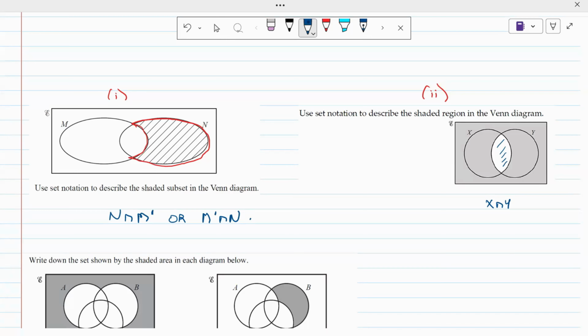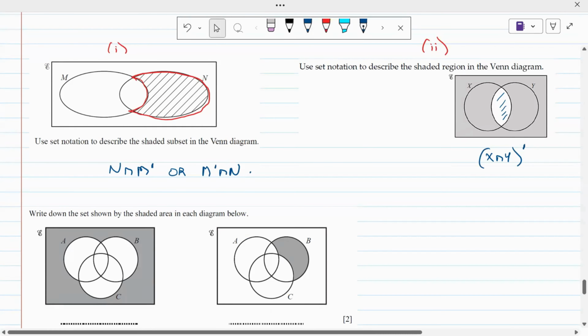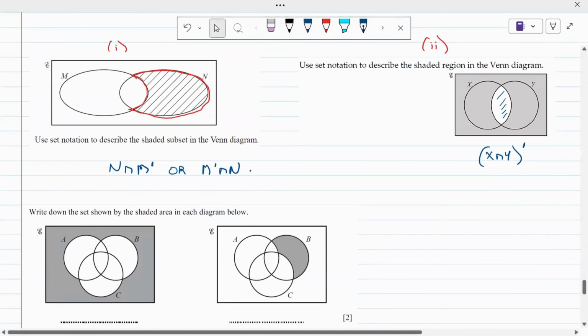So for removal from the universal, you always take complement. So after finding their common, you are removing it from the universal. I repeat again, two steps. After finding the common X intersection Y, you remove it from the universal. So it would result in X intersection Y whole complement. Is this clear? Is this all clear? Yes, sir. Okay.